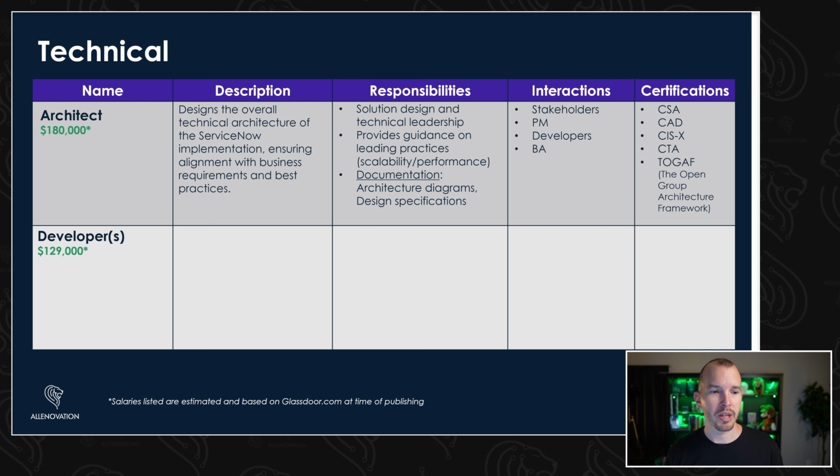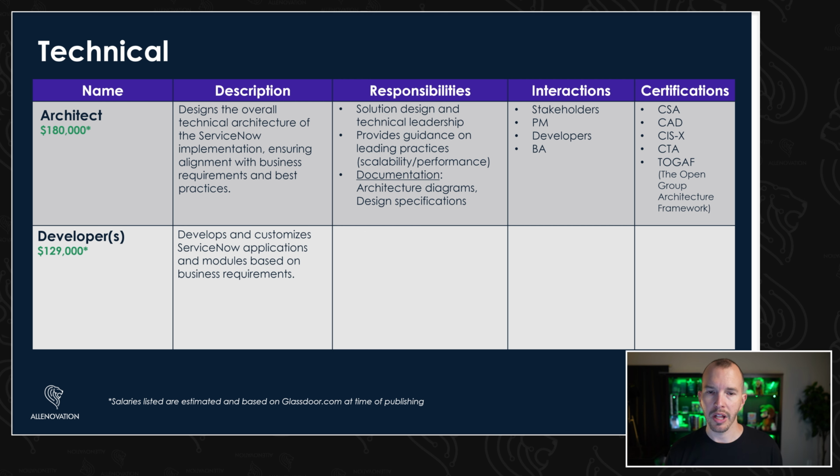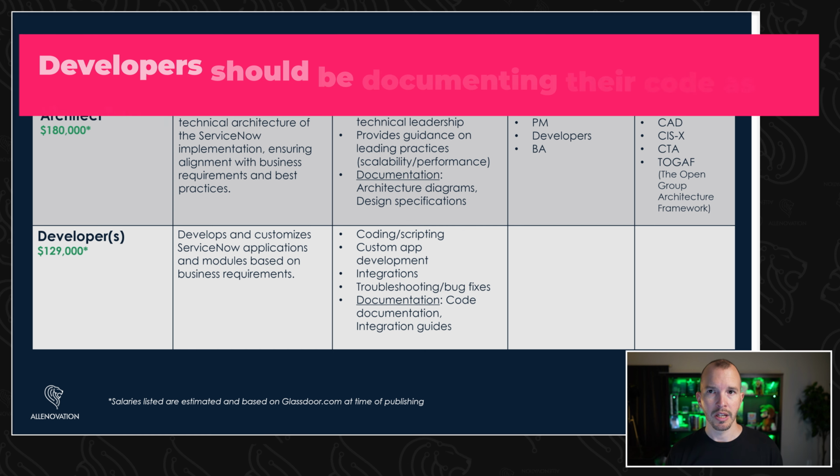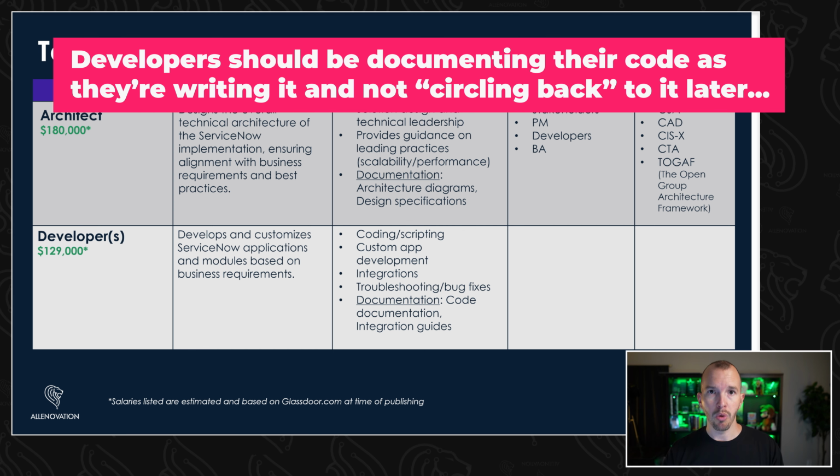So then we have developer, and that's probably one that everybody knows about the most, right? What is that role? What they do? They develop and customize the application and modules based on the requirements, coding, scripting, creating custom apps, doing integrations, troubleshooting, bug fixes, all that good stuff. They're going to be doing code documentation. They're going to be creating integration guides. That code documentation is really going to provide explanation and context for the code that was written. They should be doing this in the moment as they're doing these things, not something that they come up and think of afterwards.